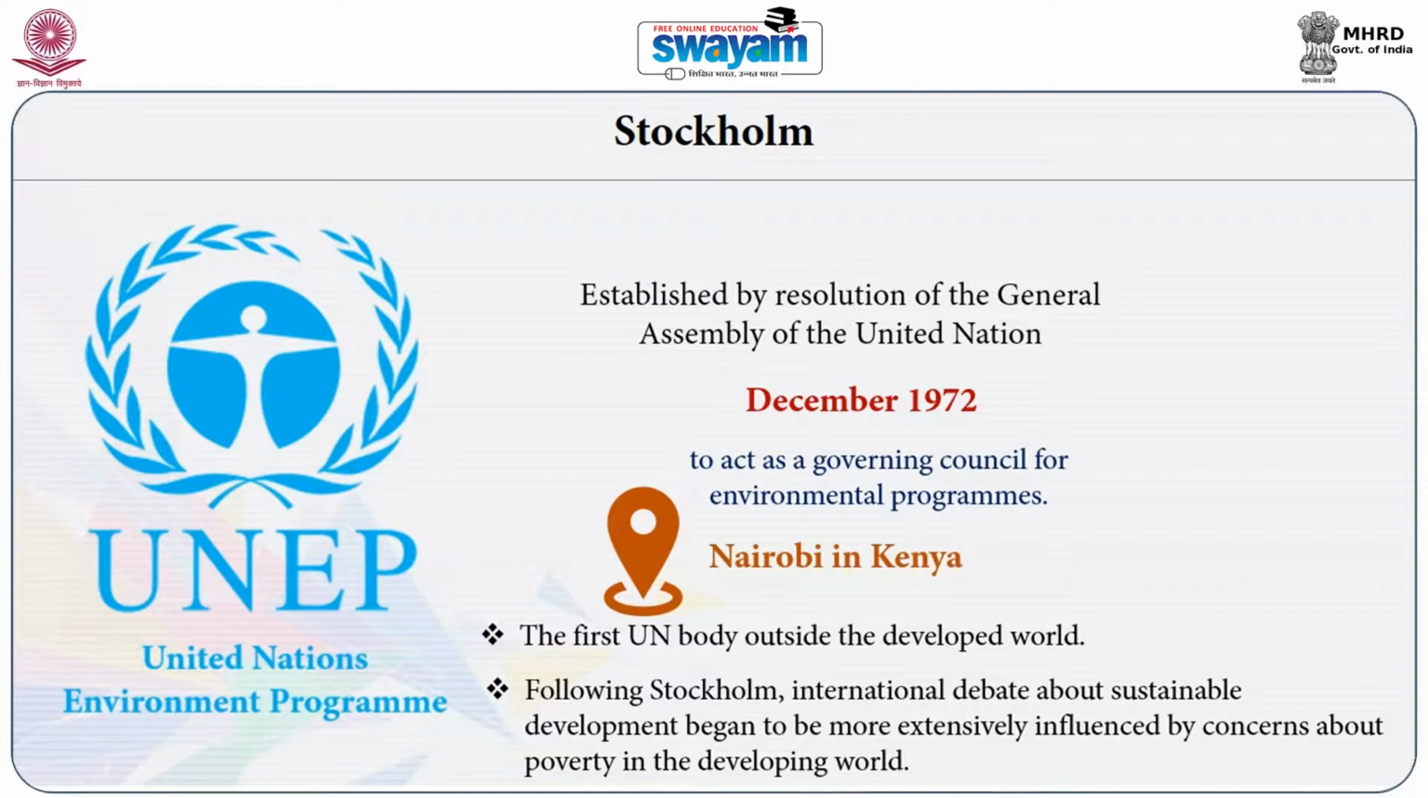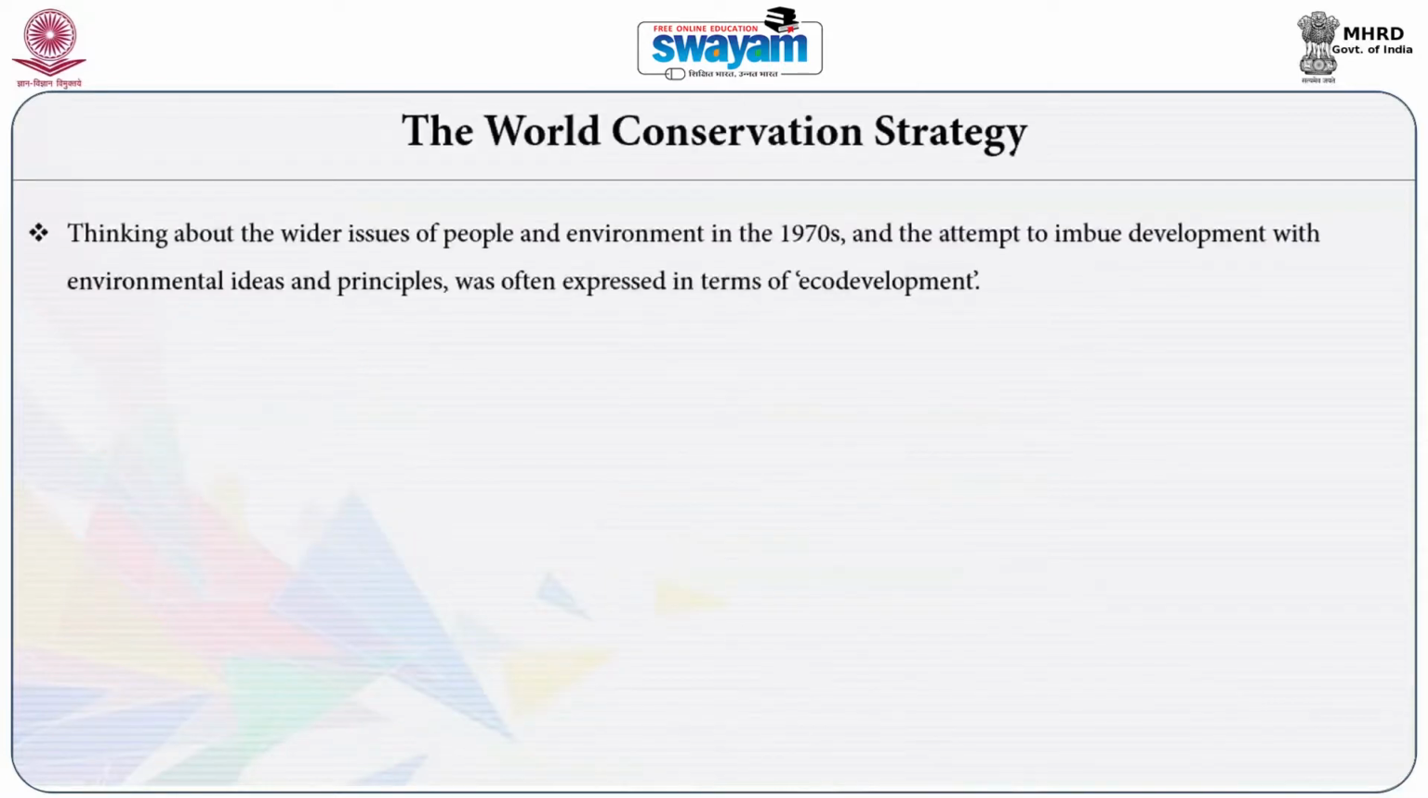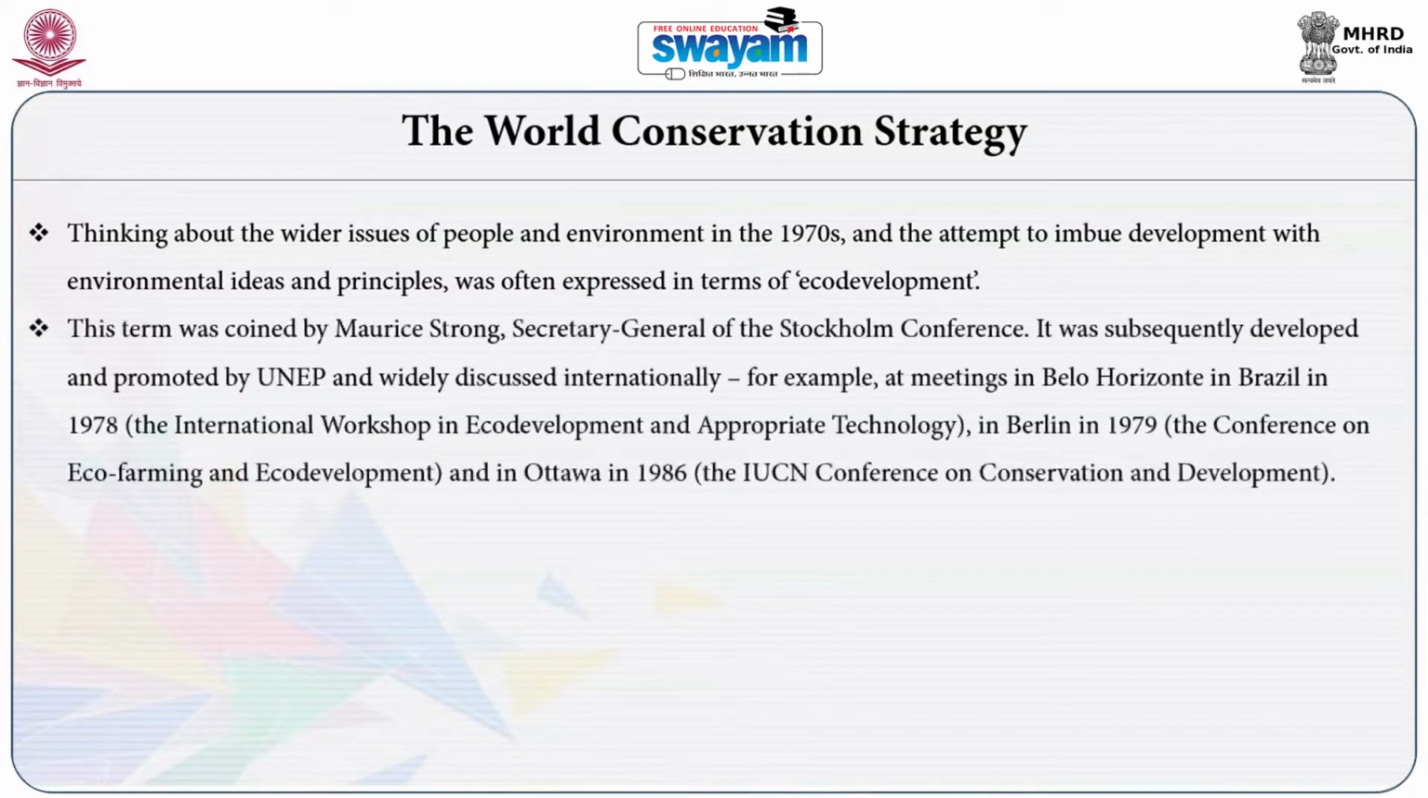Now, this particular idea was taken forward in the World Conservation Strategy. This comes out in 1980. Now, the thinking behind the World Conservation Strategy comes from the concept of eco-development. Again, a concept I've spoken about in the previous module on the concept of sustainability. Now, the term eco-development was basically coined by Maurice Strong. Remember, I told you to remember him? So he was the Secretary General of the Stockholm Conference, and he coined this idea of eco-development.